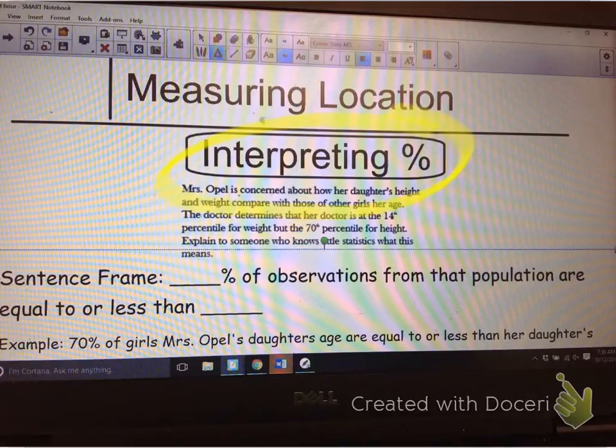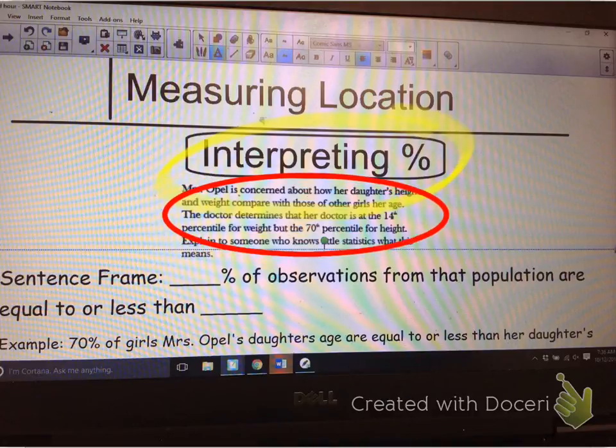The doctor determines that there's an error there. A doctor determines that her weight, it should read, is at the 14th percentile, but her height is at the 70th percentile. So reread that. That looks bad. I'm sorry. Okay. Her weight is at the 14th percentile, but her height is at the 70th percentile. Explain to someone who knows little statistics what this means.